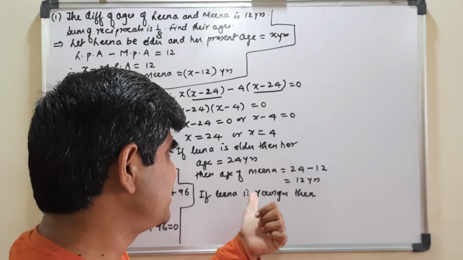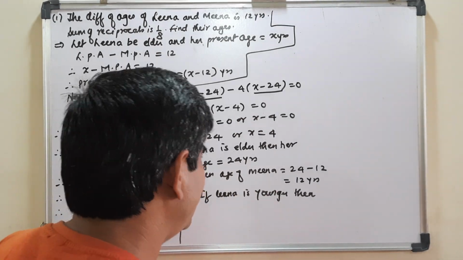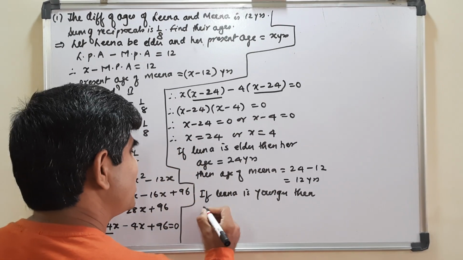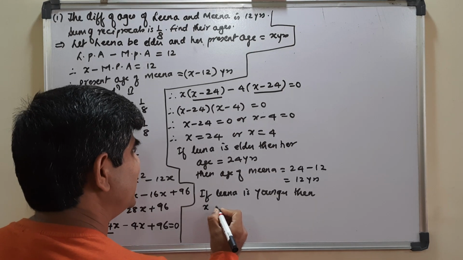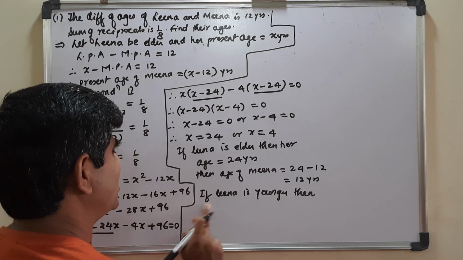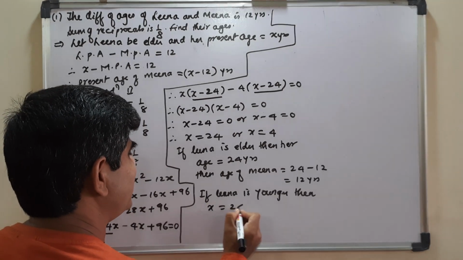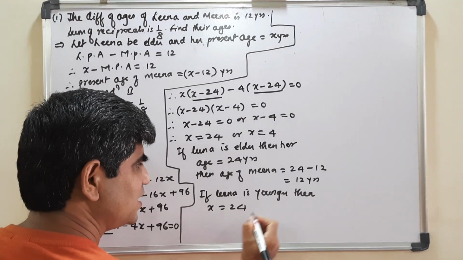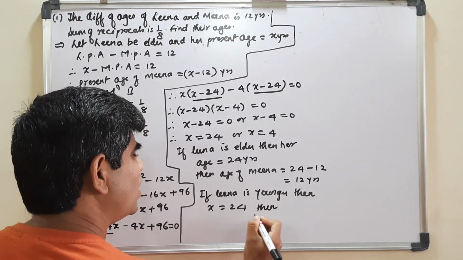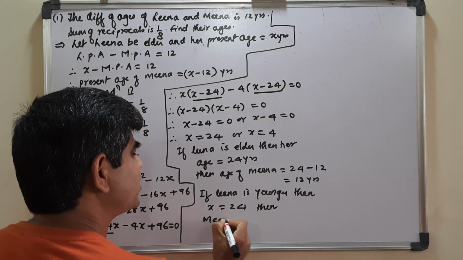But for the younger condition, if Lena is younger, then x is equal to 24. So x is equal to 24 is Lena's age. Then Meena will be what?